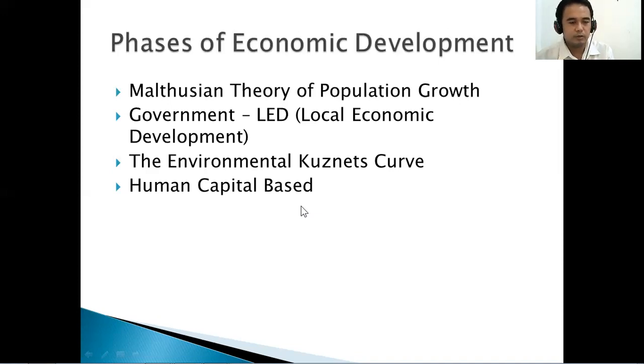Okay, human capital base. So more and more skilled people in a country can also have a positive effect on the government. Why? They can go abroad and work there, and of course the government will benefit, or they can invite investors to start their business here, and that will encourage jobs for the citizens.